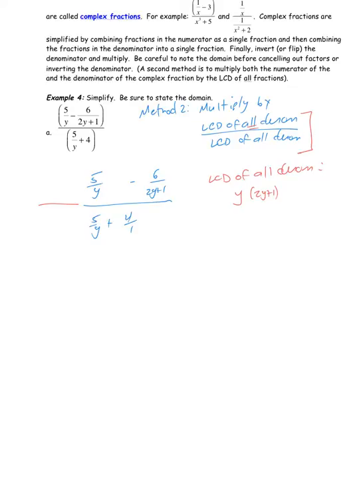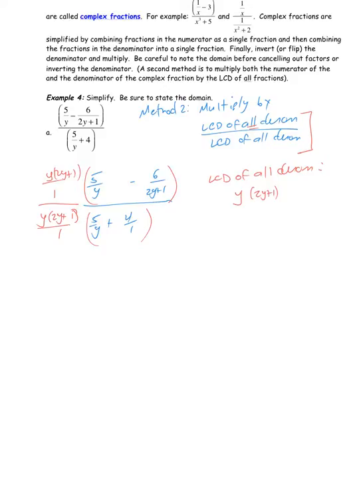So I'm going to multiply the numerator by y times 2y plus 1 over 1. And I'm going to multiply the denominator by y times the quantity 2y plus 1 over 1. And I'm writing each of those as fractions because both the numerator and the denominator are fractions. Now we're going to go ahead and do this multiplication.